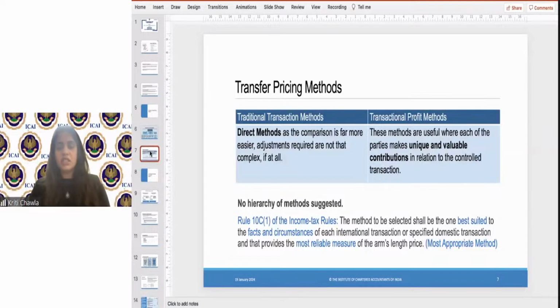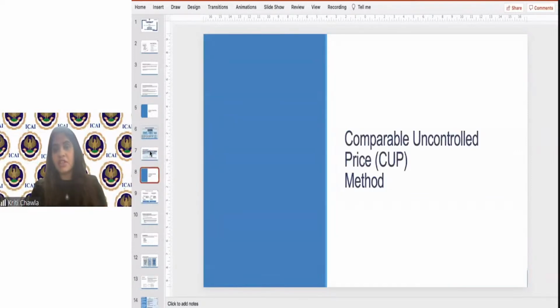So any questions here before we move to the first method, which is called the comparable uncontrolled price method? Or shall we move to the CUP method? Any questions here?